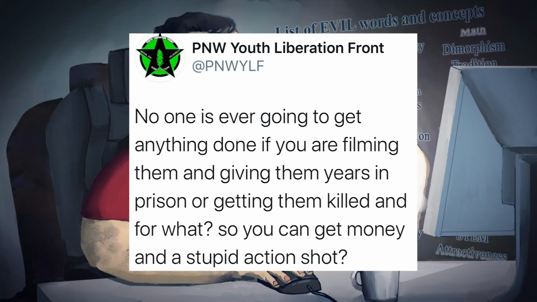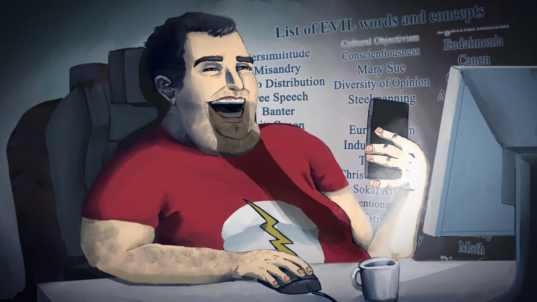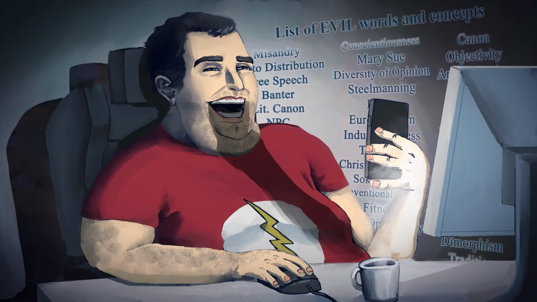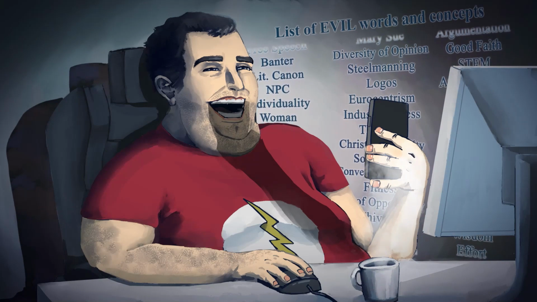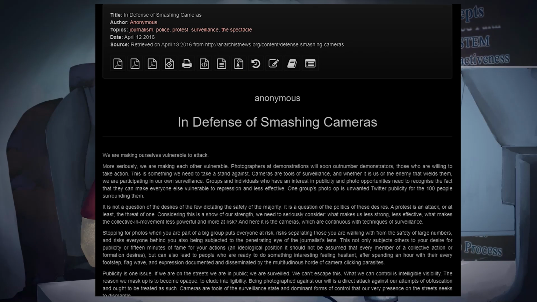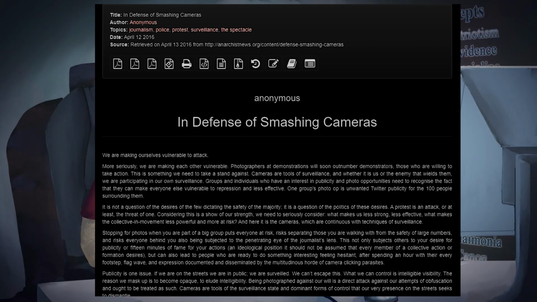The left absolutely understands the value of being anonymous. No one is ever going to get anything done if you're filming them and giving them years in prison or getting them killed, and for what? So you can get money in a stupid action shot? They absolutely want to go unseen. They want the media to report how stunning and brave they are, but not actually film them as they commit crimes. To the point that the Anarchist Library has an essay called In Defense of Smashing Cameras.